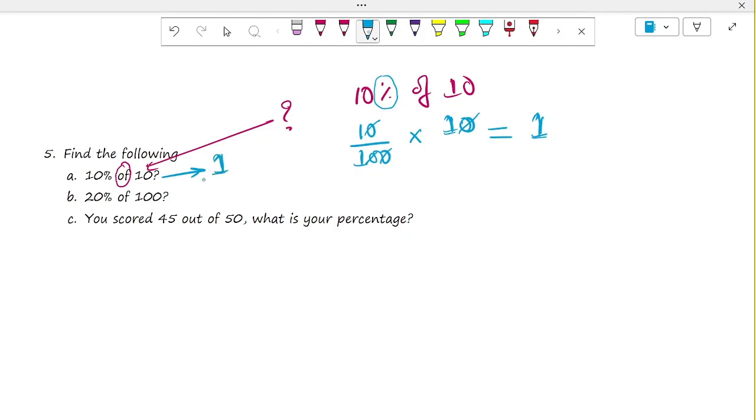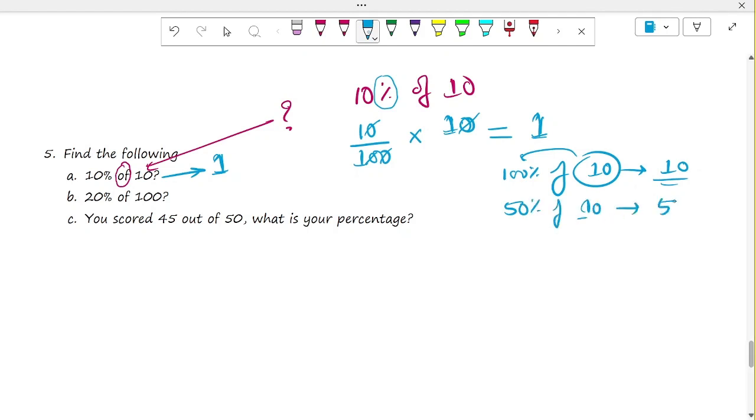And without calculation, you should know that 100% of 10 is what? 10. Because it is the whole of 10, right? And if you say 50% of 10, what is 50% of 10? It is 5, because 50% of 10 is half of 10. So what is 20% of 10? This is 1 by 5th of 10. This is 2. Similarly, 10% of 10 is equal to 1.